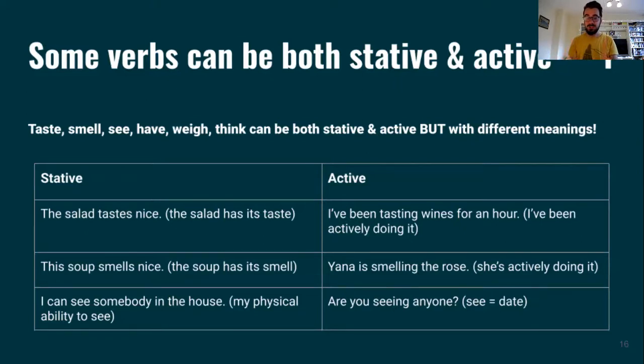It's a physical action. And then the last line with see: I can see somebody in the house. I can look through the window, I can see somebody inside. But see, when it means to date somebody, to be going out with somebody, it's an action. And in this case, you can do the ing form of it. Are you seeing anyone? That means, are you dating anyone? Are you going out with anyone? So remember that very important difference in see.